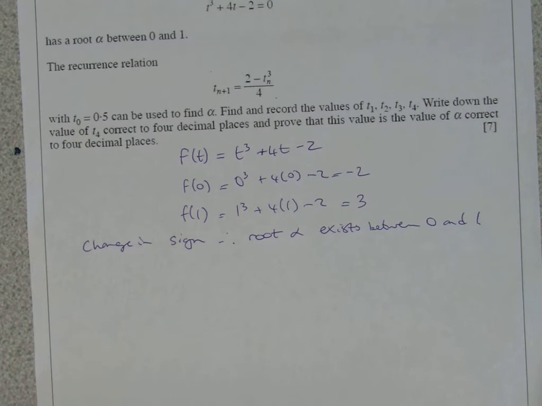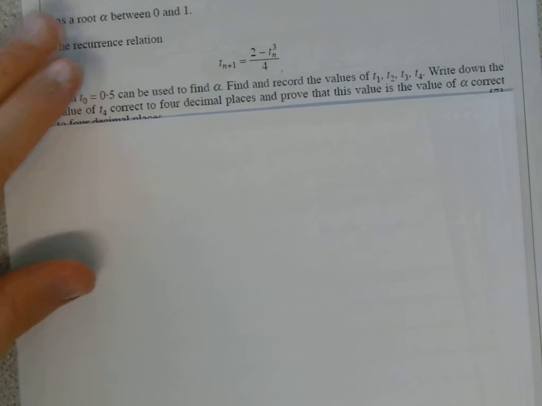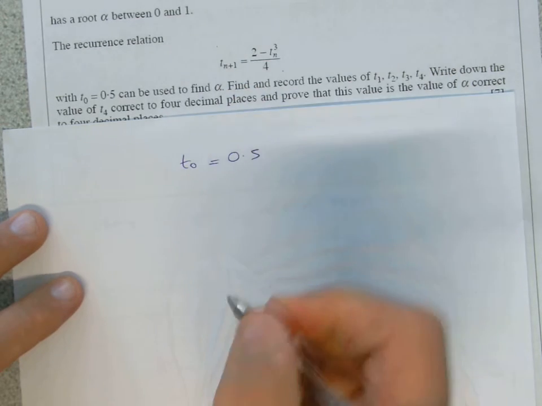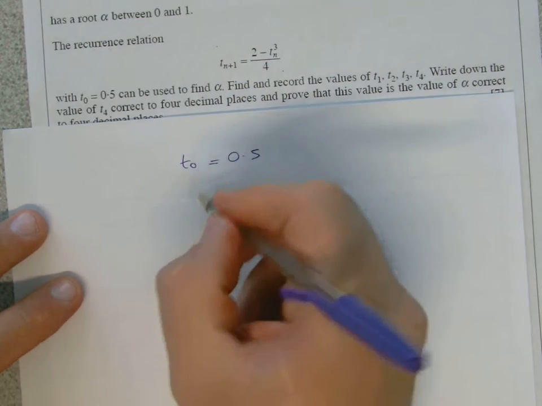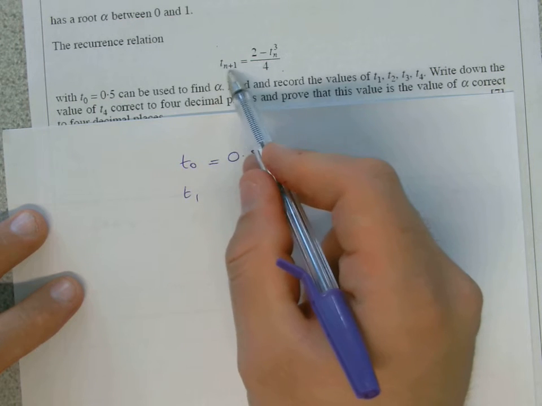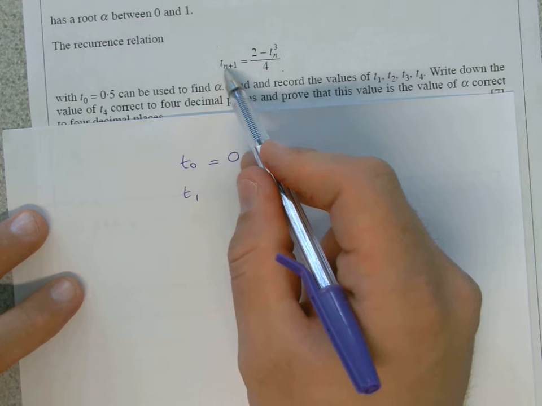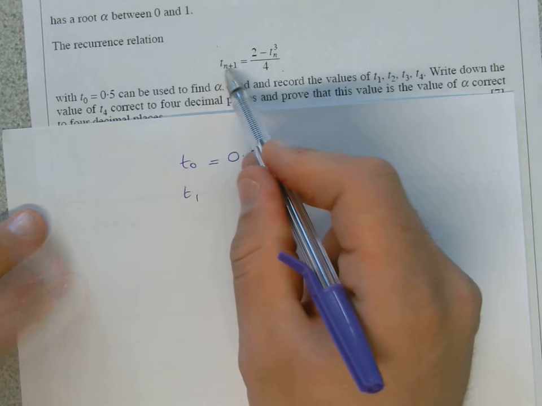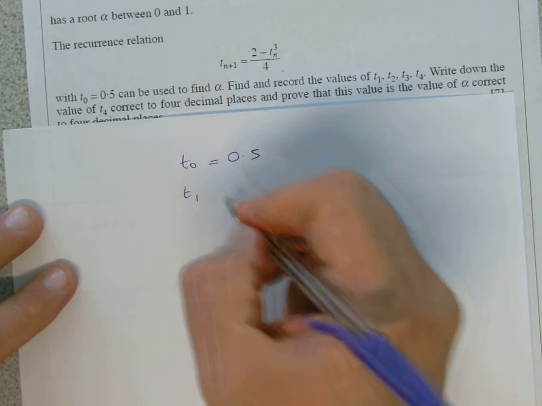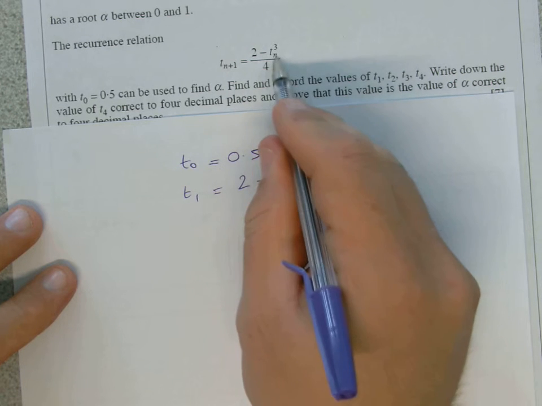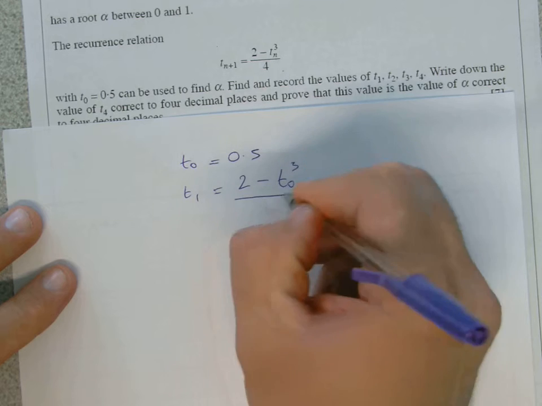Now, I'm going to show you a long way of doing this just to start with, and then I'll show you a quick way of doing it. If you think about it, t0 they've given as 0.5. Now to get t1, you'd have to set n to equal 0, wouldn't you? Because if you set n to equal 0, that would be 0 plus 1, which is just 1. In the formula, you'd get 2 minus t0 cubed over 4.